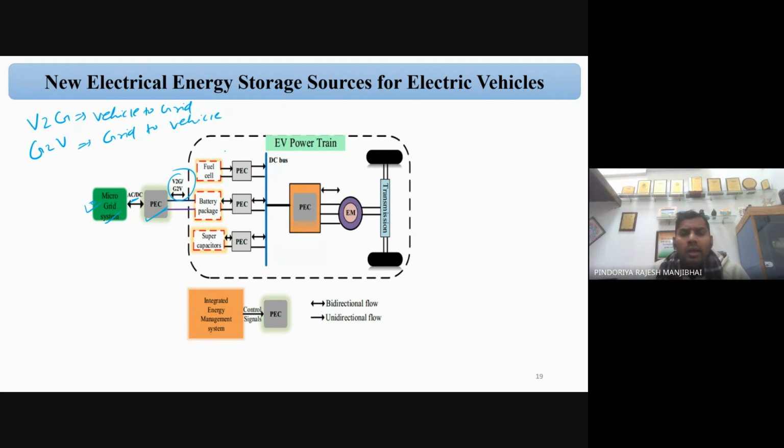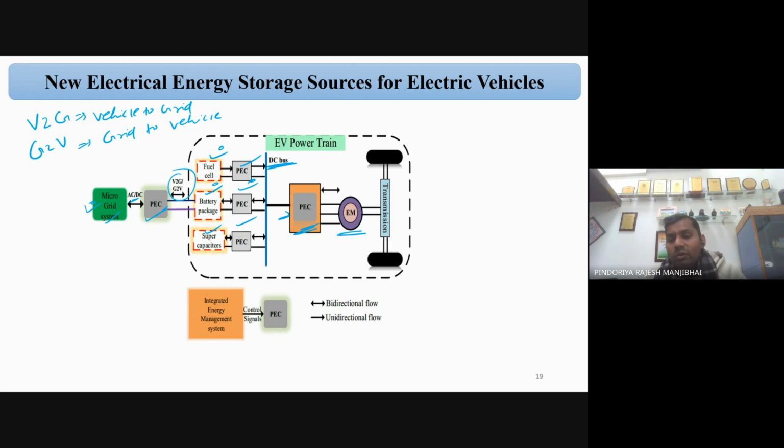Correct? Then there is a fuel cell, again a power electronics converter; a battery package, again a power electronics converter; a super capacitor, again a power electronics converter. So you can see, suppose you want to use the fuel cell, battery package, or super capacitor, again you have to use the power electronics converter. Once you have a DC bus voltage, that is a constant bus voltage, then again you have to use the power electronics converter, because now you have to control the speed of your motor, correct? So here you have a constant supply voltage, but you want a variable supply voltage for your vehicle.